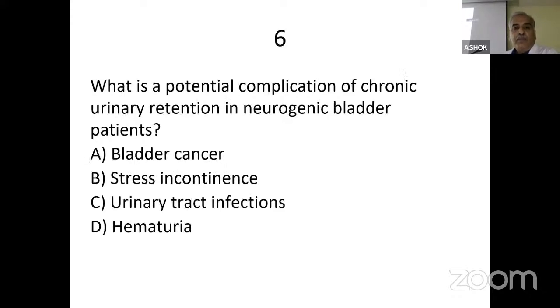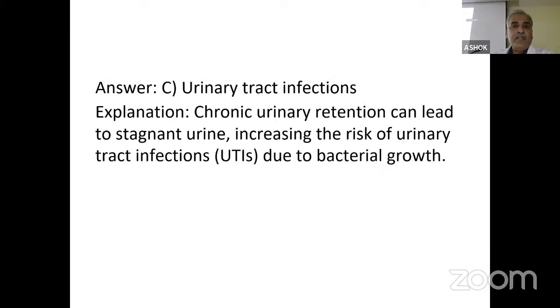What is a potential complication of chronic urinary retention in neurogenic bladder patients? Bladder cancer, stress incontinence, urinary tract infections, hematuria. UTI. The stasis of the bladder will produce urinary tract infection. And it can then produce back pressure changes causing bilateral hydronephrosis, uremia, renal failure, and CKD. So all these are potential complications of chronic urinary retention.